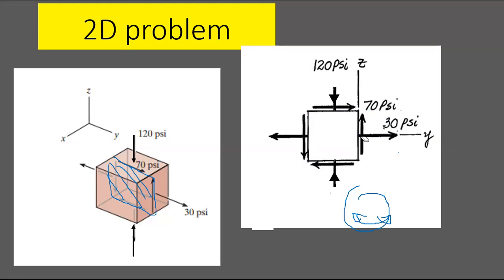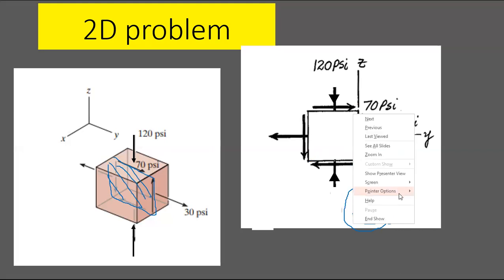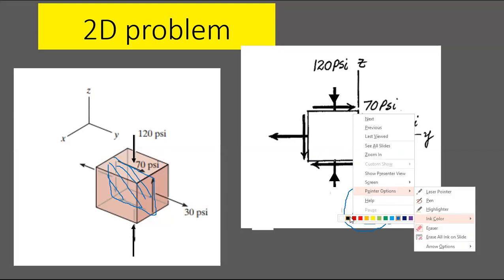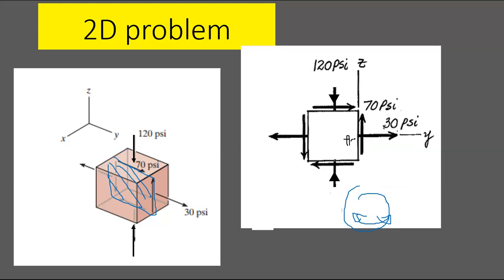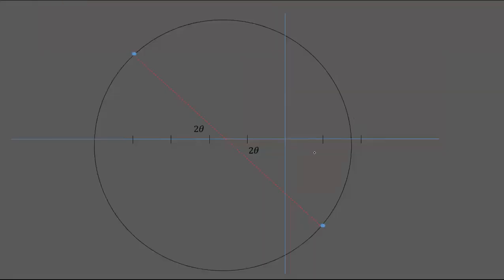So in this vertical face, let's say that face is A, this face is B, right? On A you have 30 and 70, so that means 30 tension and anti-clockwise shear of 70. So you have to mark it. Let's say this is 30, you have minus 70. So this is sigma. This is tau.